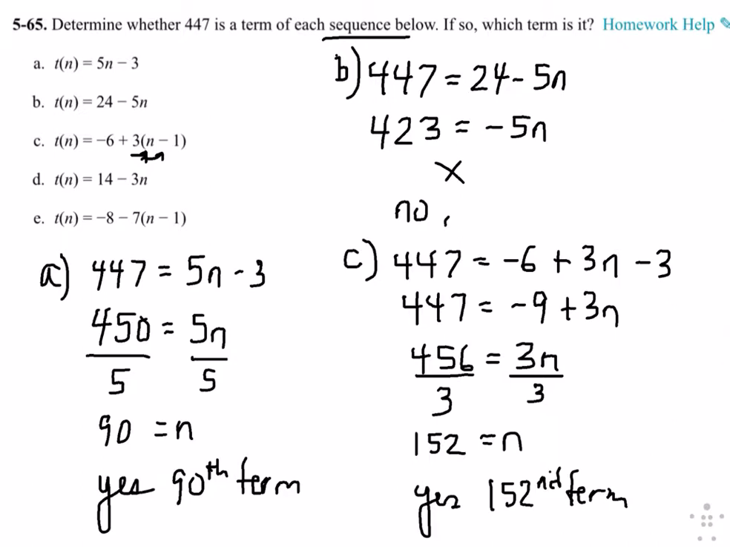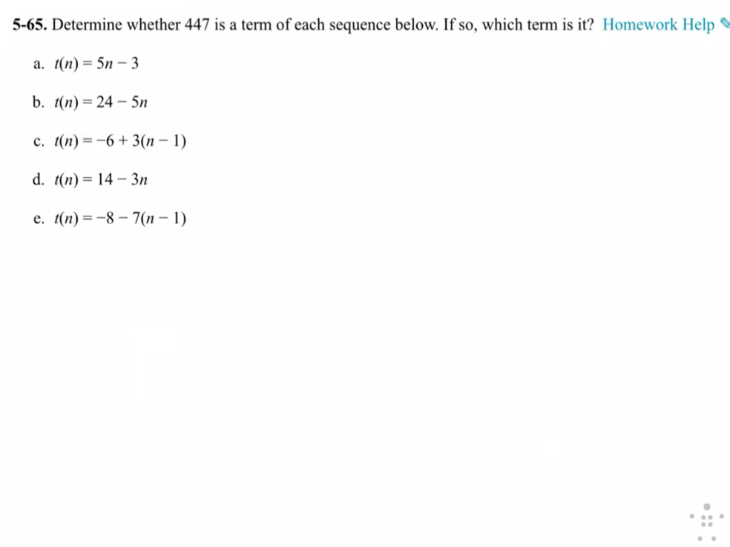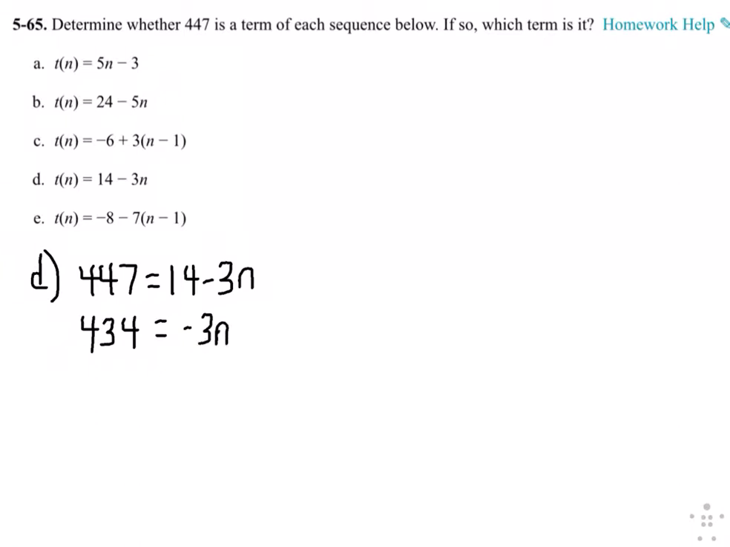Okay, let's do D. Let me make some space. D, 447 equals 14 minus 3n. So we subtract 14, so we get 434 equals negative 3n. And right away, if I divide by negative 3, I'm going to get a negative number. So no, I'd say no, 447 is not a term in that sequence.